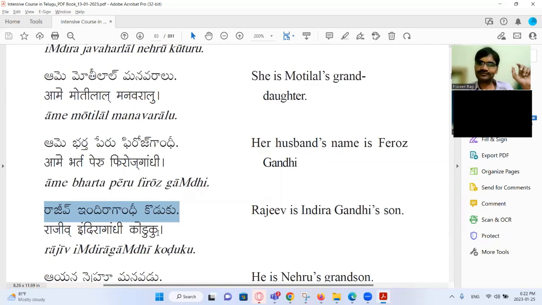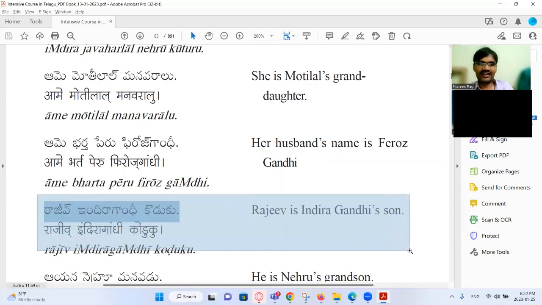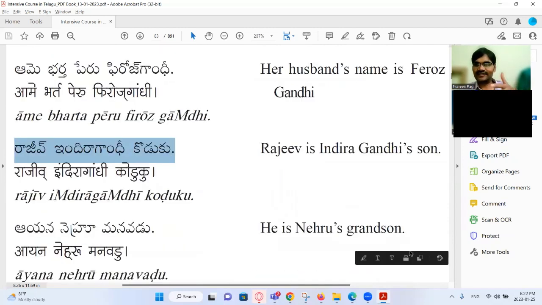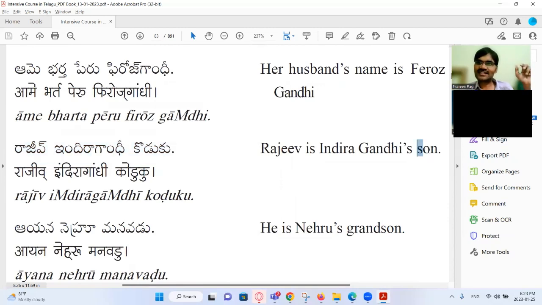Rajiv Indira Gandhi koduku. Indira Gandhi koduku. So here the new vocabulary word is son. Son means koduku. Ayana Nehru manavadu. He is Nehru's grandson. So here the new word is grandson. Grandson means manavadu.